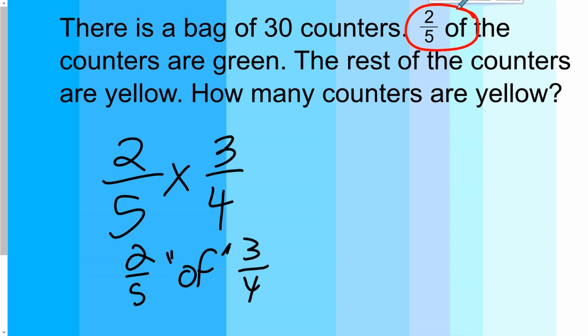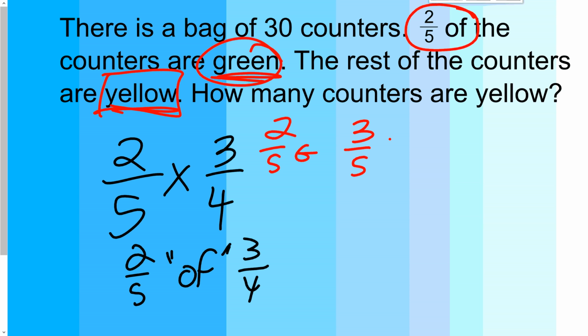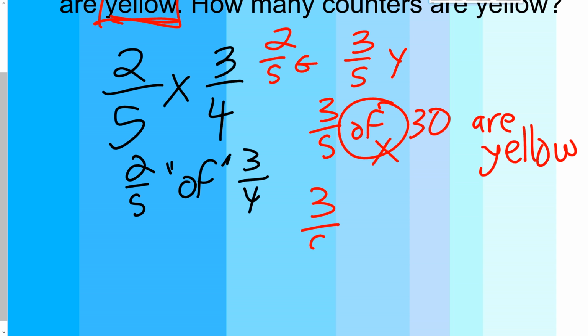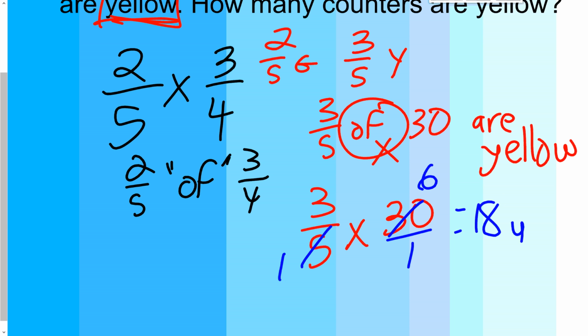So when it says 2/5 of the counters are green, the rest are yellow. How many are yellow? Well, since 2/5 are green, that means the other part, the 3/5, would be yellow. So 3/5 of the 30 are yellow. And so "of" tells me, oh, look, I'm going to multiply. So what am I going to do? 3/5 times 30. Then I just follow my steps. Put that over 1. I'm going to do some canceling here because that makes it simpler. And I get 18 yellow counters.